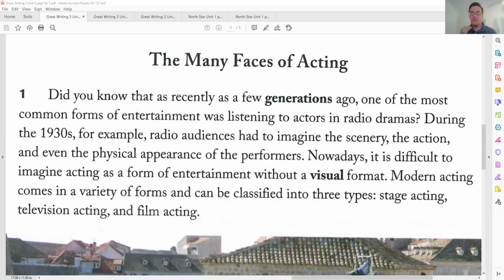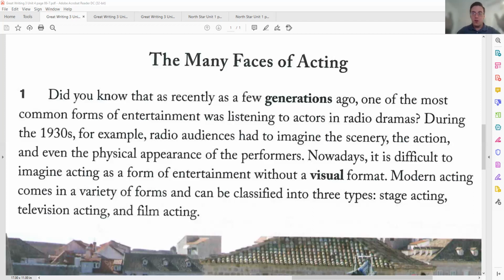And then we get to the final sentence of our introduction. This is our thesis statement. Modern acting comes in a variety of forms and can be classified into three types: stage acting, television acting, and film acting. Do you notice something familiar? That's right. This was the topic sentence of our paragraph. So here we see that what was the topic sentence when we were just writing a paragraph now becomes the thesis statement of the essay. And again, the thesis statement will always be the last sentence of your introduction.